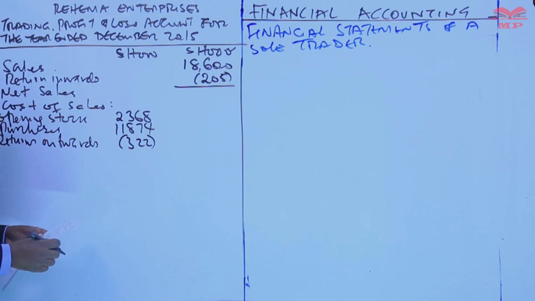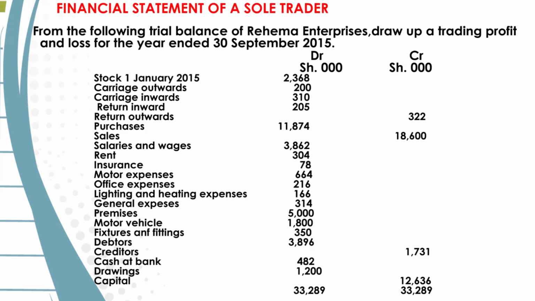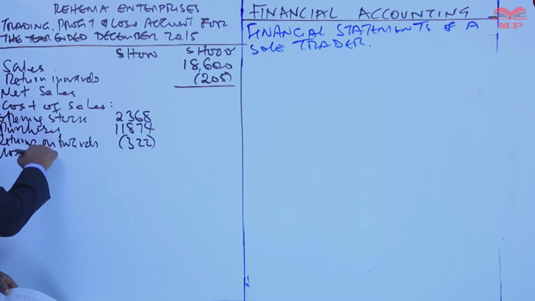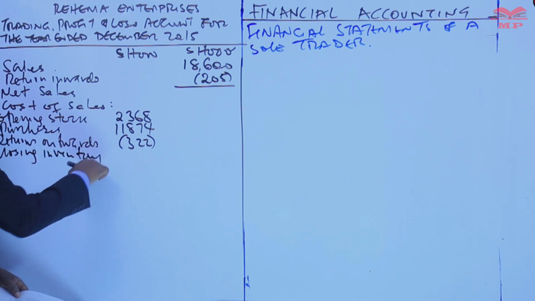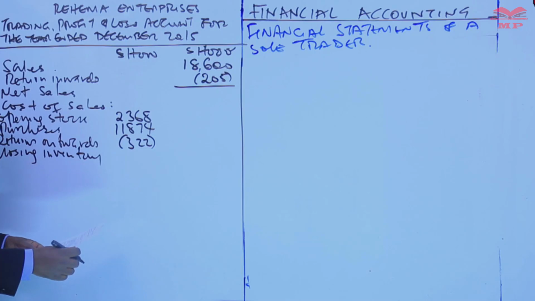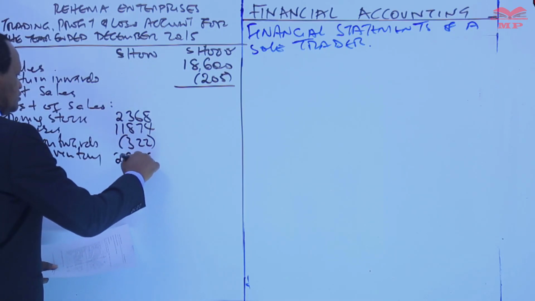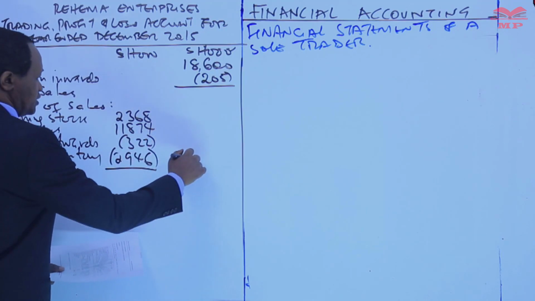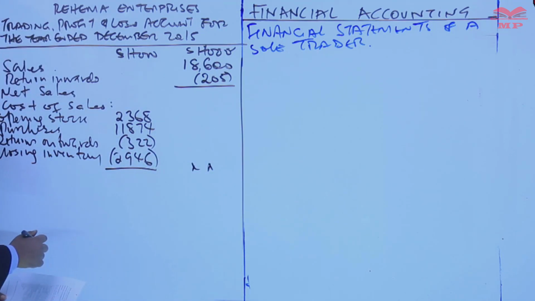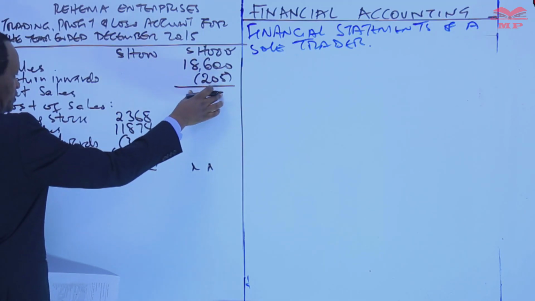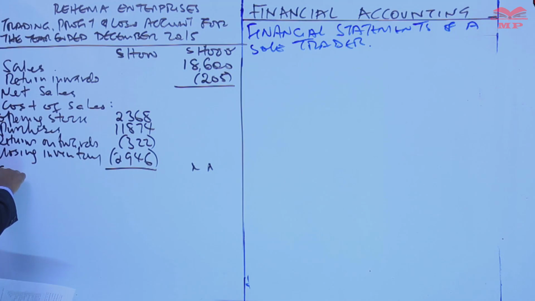If there is any closing inventory, yes, below the trial balance we have closing inventory. The closing stock is 2946. We deduct. What we get here is the cost of sales. We deduct the cost of sales from the net sales to get the gross profit.